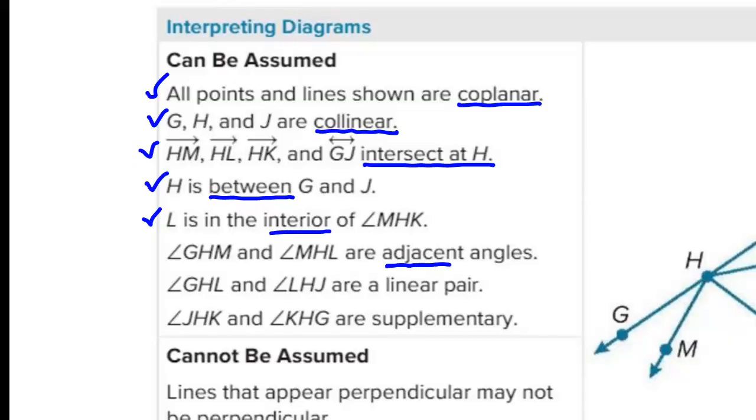I'm allowed to assume that if angles share a side, that they are adjacent angles. I'm allowed to assume if they share a side and together make a straight line, that they are a linear pair and that makes them supplementary.